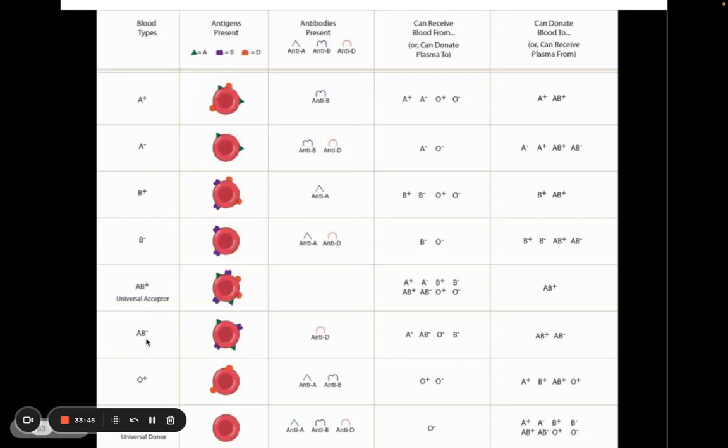AB negative is almost the universal acceptor, but it can only accept or receive blood from all the negatives, right? Because positives cannot give to negatives, but negatives can give to positives. So since AB negative is a negative, we can only receive from other negatives, and the only antibody that it has in its plasma is the RH, what we call the anti-D here. Okay, so the RH factor. So who can it donate to? Well, AB positive and AB negative, of course.